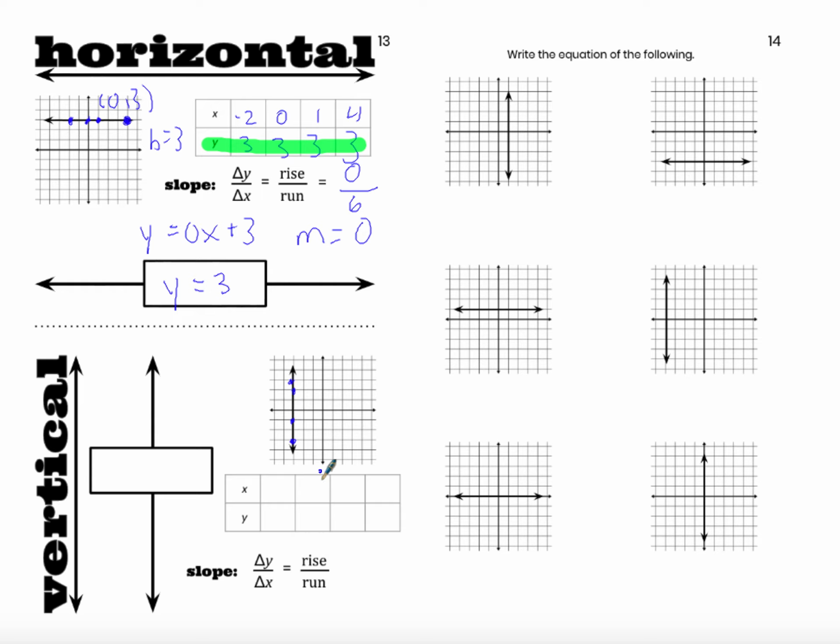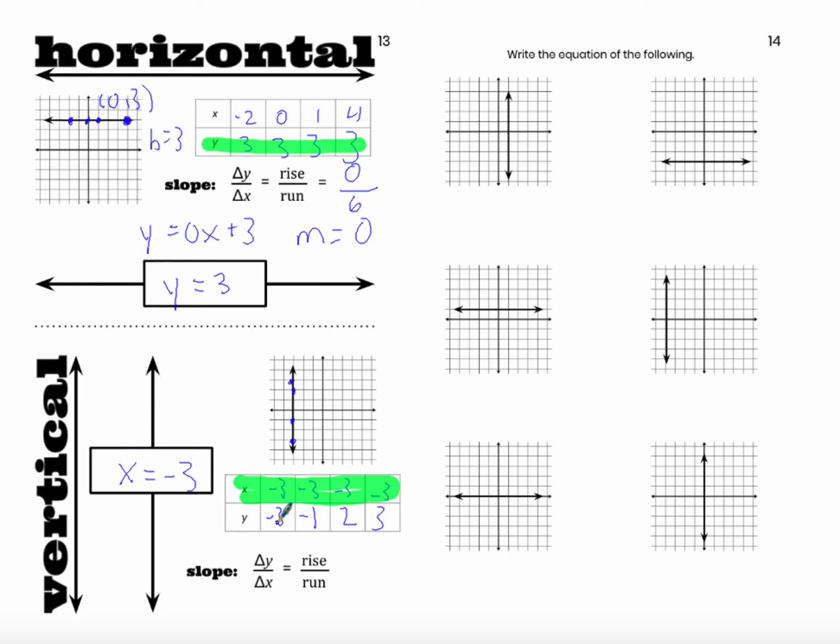Just arbitrarily choosing some points. I chose this point, which is x equals -3, y equals -1, -2, -3. This point, x equals -3, y equals -1, x equals -3, y equals 2, and x equals -3, y equals 3. So similar to above, where y was always 3, now for this particular line, my x value is what remains constant. X always equals -3, no matter what my y value is. And the equation of this line is actually x equals -3.